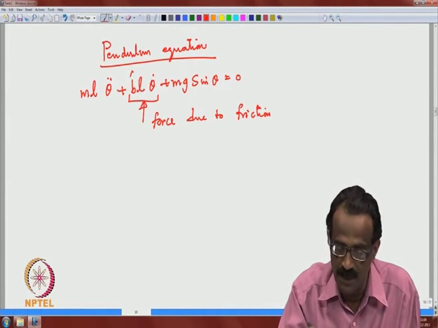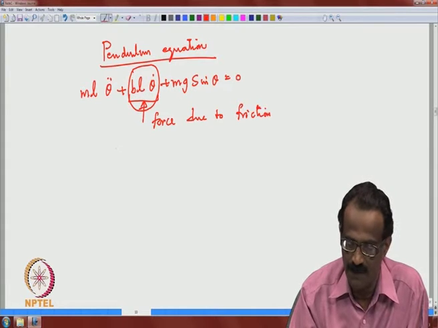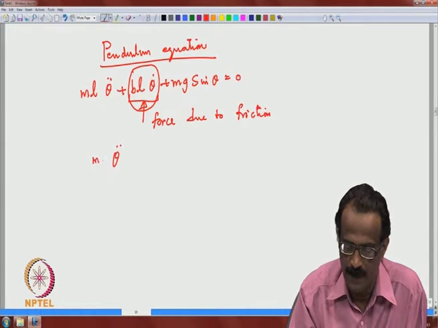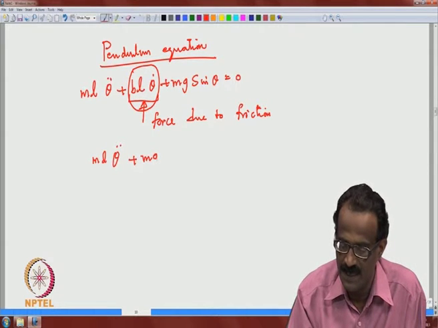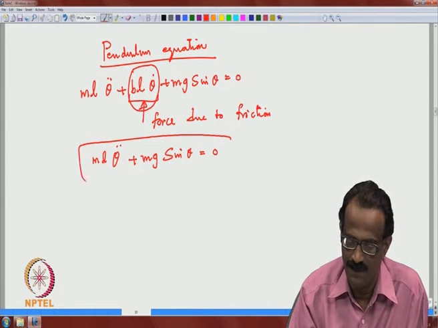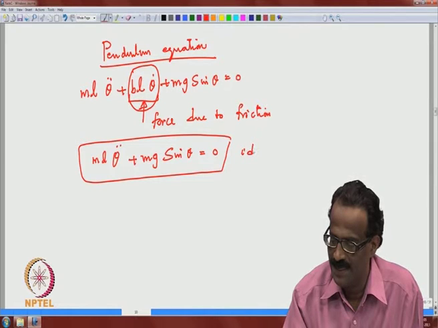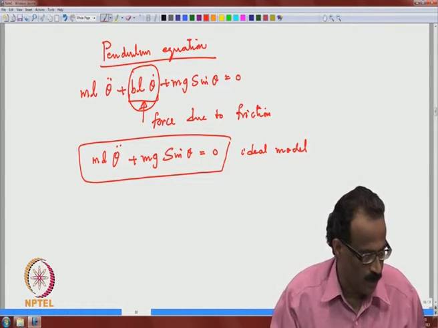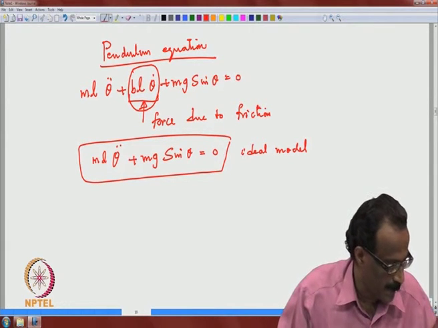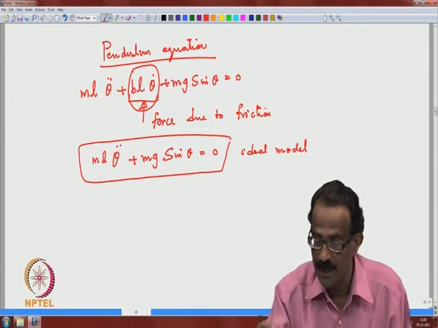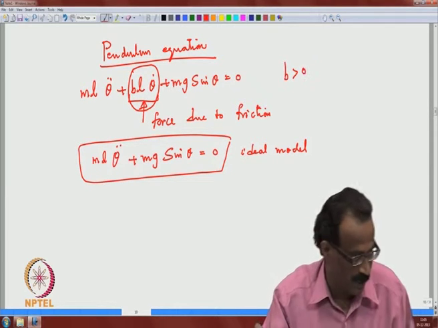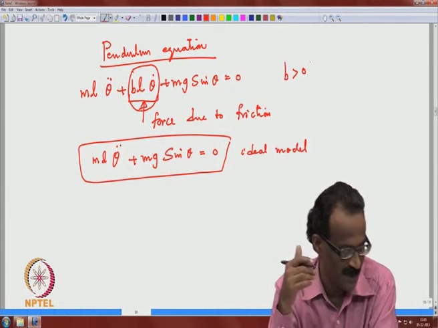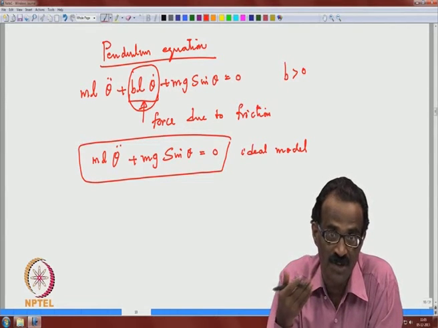If this term is not there and you write it in a simple form, say m l theta double dot plus m g sin theta, this is basically an ideal model. You will see these things, the ideal model, which you are going to study here. And the other case, when B is positive, is a more general case where there is a force due to friction.